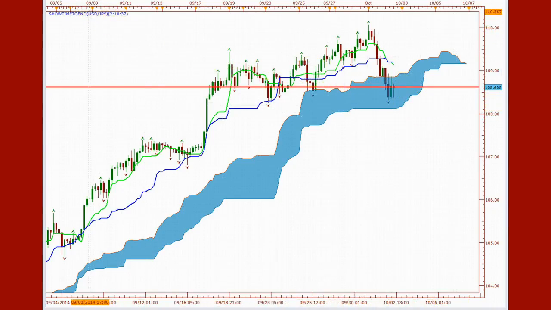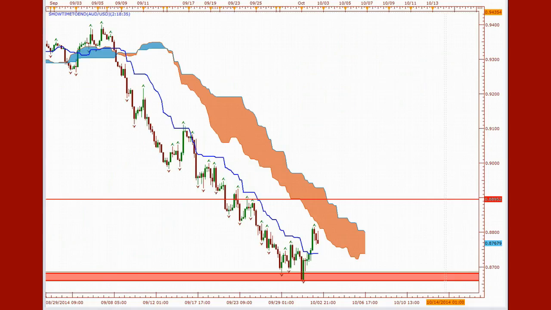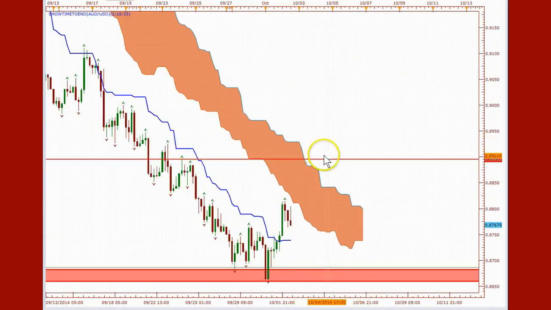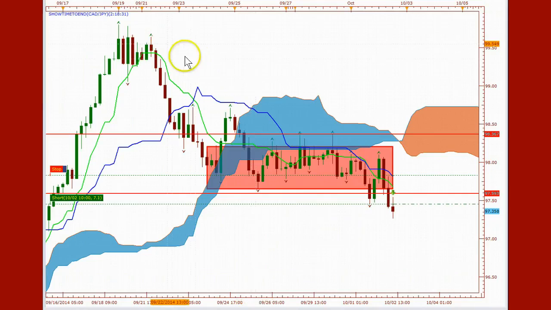I myself have been in 2 trades, and I'm going to show you both of those trades real quick. One of them is the CAD yen here. I just got in this trade after the breakout of this box and it closed below the fractal level here, so I took this trade.